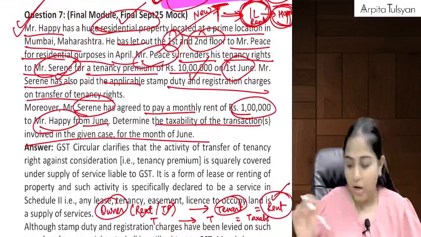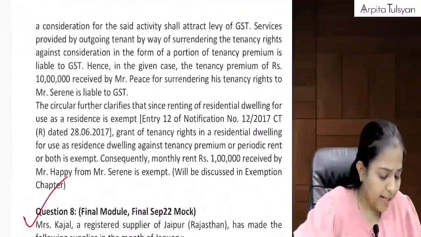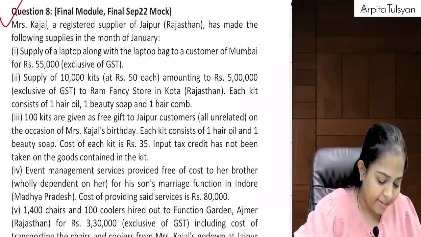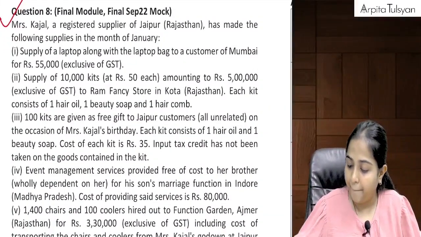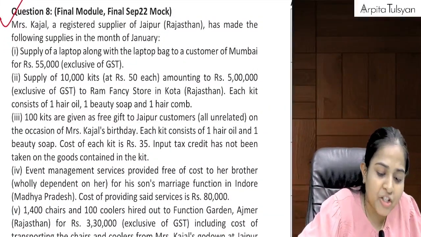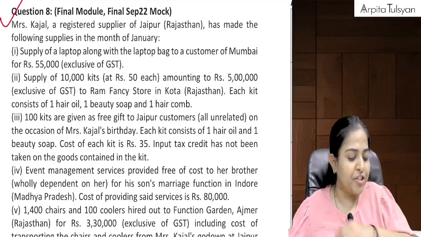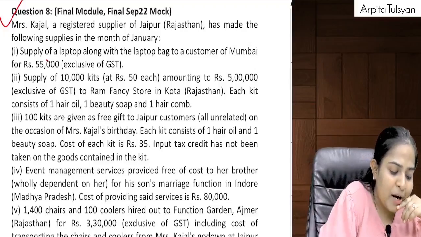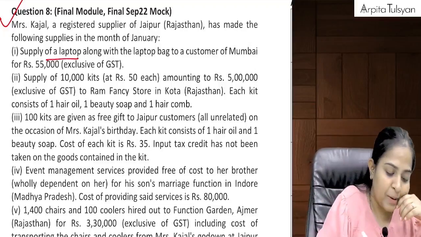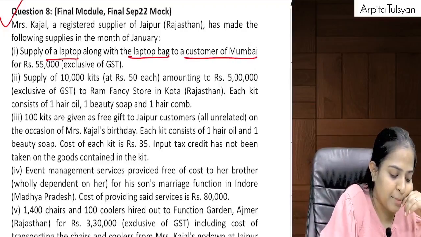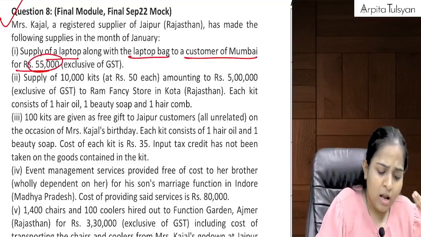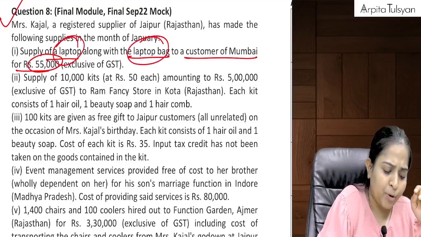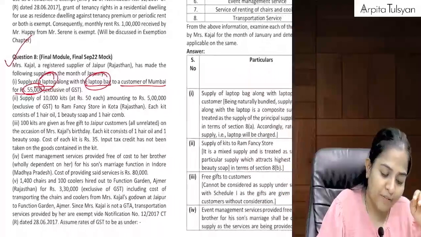Okay, let's do question number 8. Mrs. Kajal, a registered supplier of Jaipur, Rajasthan, has made the following supplies in the month of January. Supply of laptop along with laptop bag to a customer of Mumbai for 55,000. It is a composite supply.